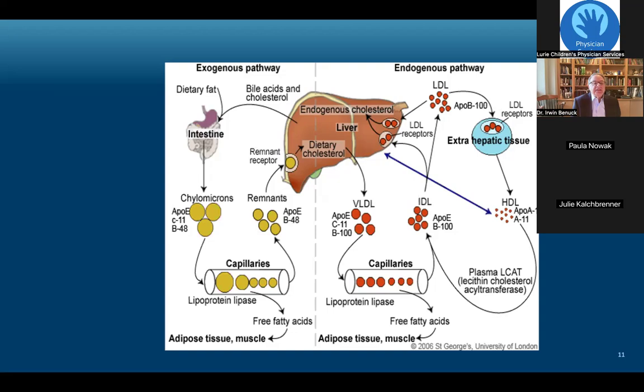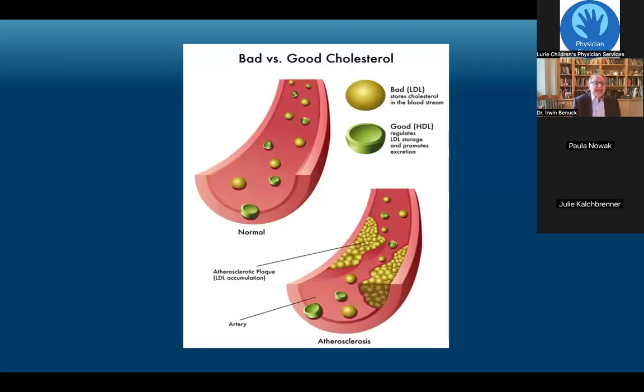HDL has a completely different pathway. It is cardioprotective, and it takes LDL from where it is deposited in the vessels and brings it back to the liver. So it's like having an extra HDL. Next slide. And this is just something you all know. There's bad cholesterol and good cholesterol. The bad cholesterol, the LDL, clogs up the arteries, causes atherosclerosis. The good cholesterol cleans up those arteries and makes them nice and clean.